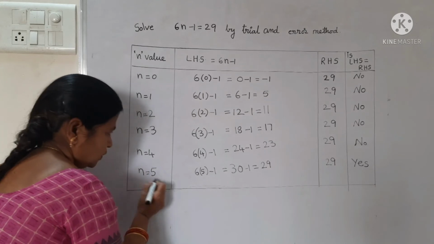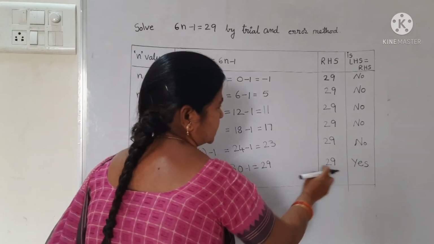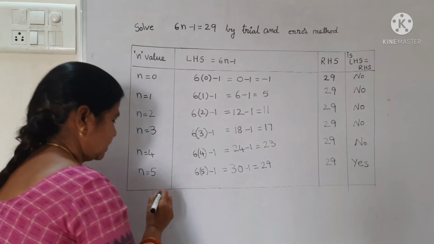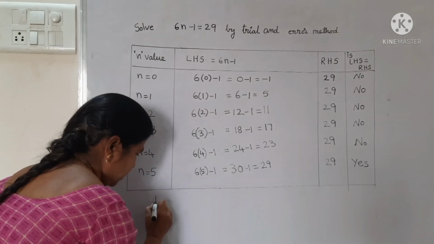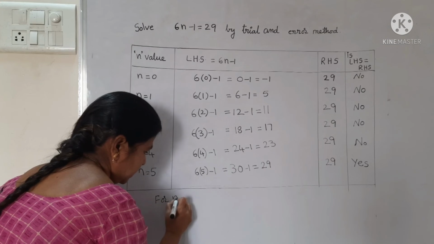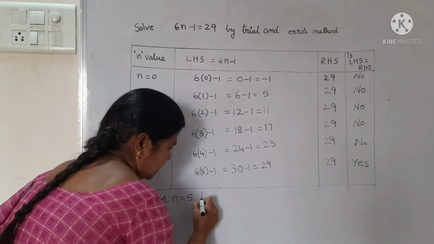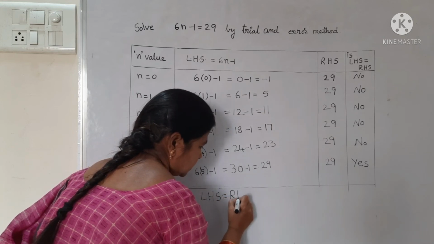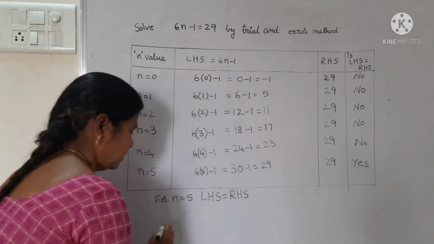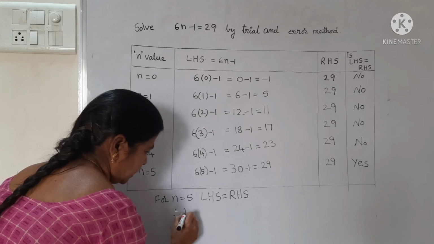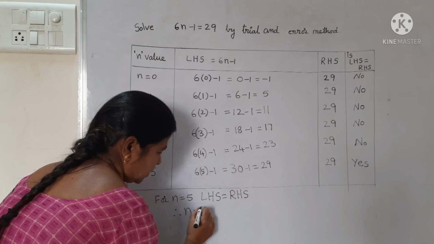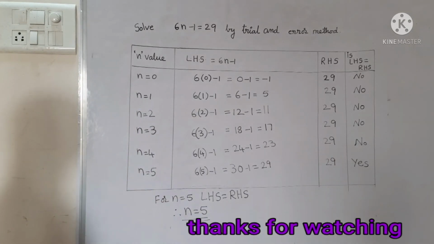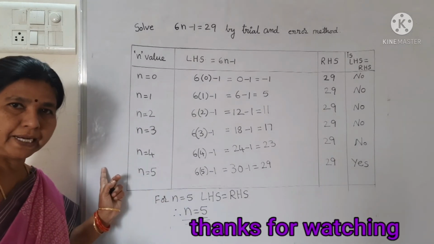So for n is equal to 5, we got LHS equal to RHS. So 5 is the root of this equation. For n is equal to 5, LHS of the equation is equal to RHS of the equation. Therefore, n is equal to 5 is the root of the equation. Like this we have to solve. This is called the trial and error method.